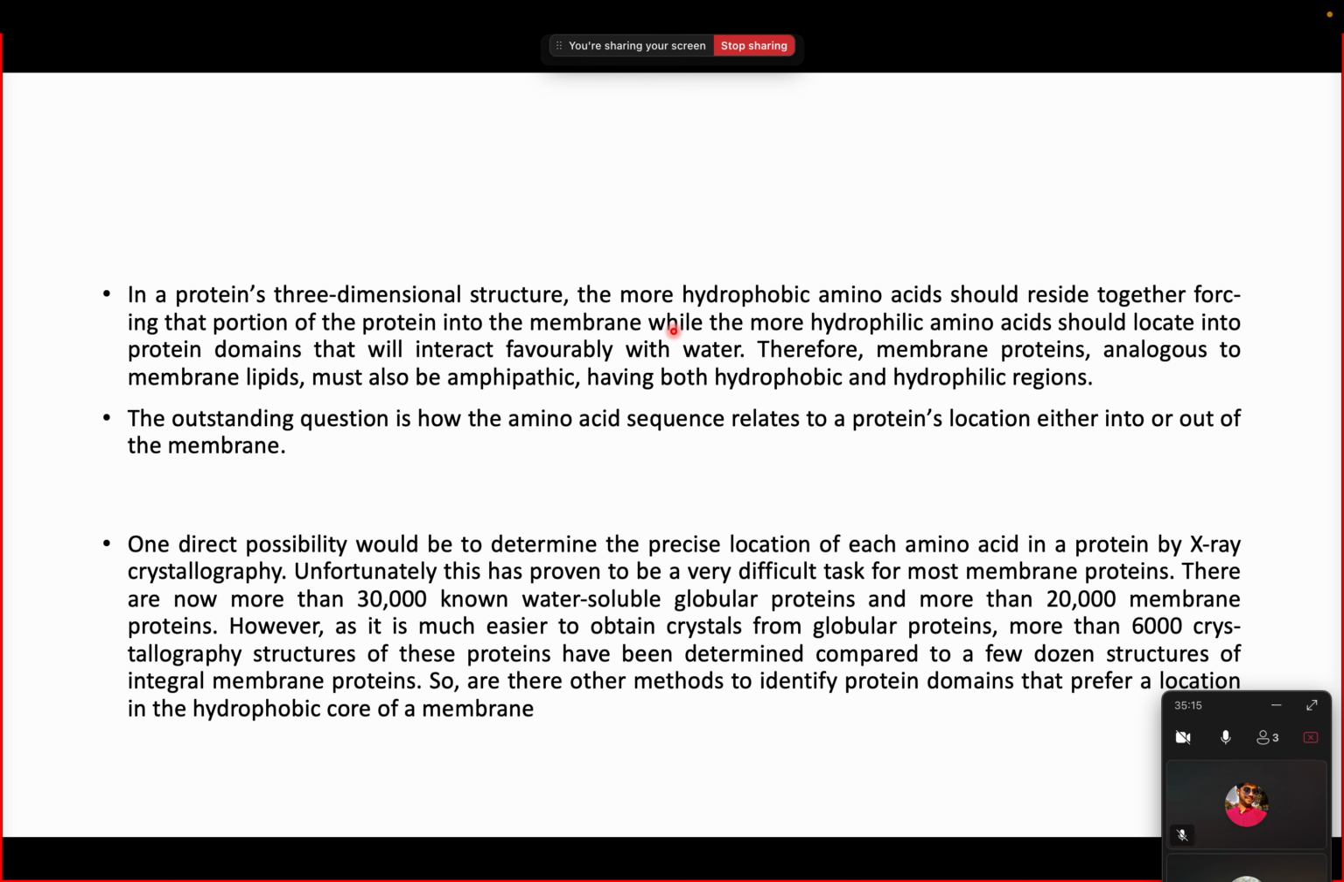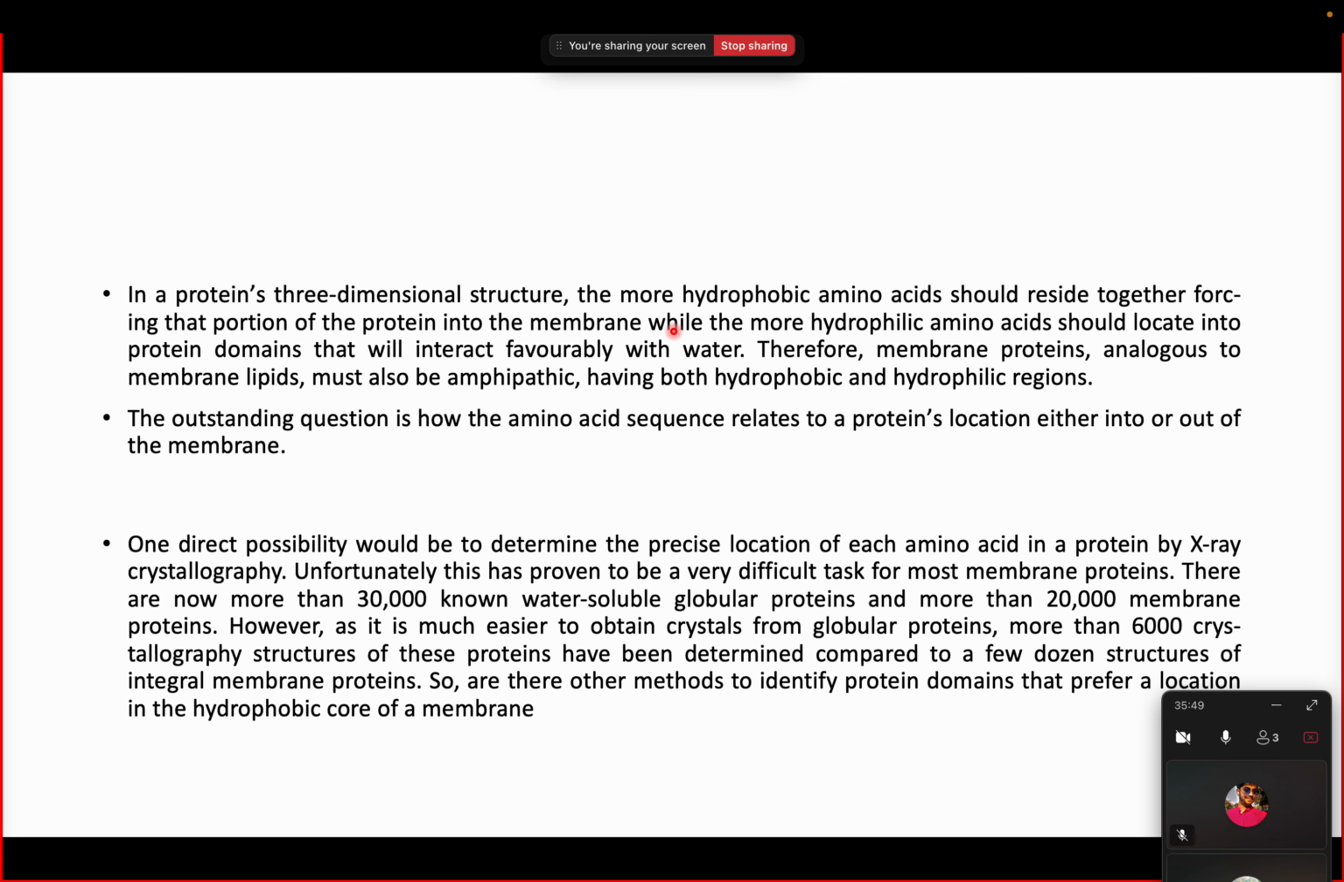The outstanding question is how the amino acid sequence relates to a protein's location, either into or out of the membrane, right? It's very easy to say that if the amino acid residue is hydrophilic, it will try to stay in water, and if the residue is hydrophobic, it will try to stay away from the water. But how can we say what sequence of amino acids is facing where, either inside of the cell, outside of the cell, or in the membrane, right?